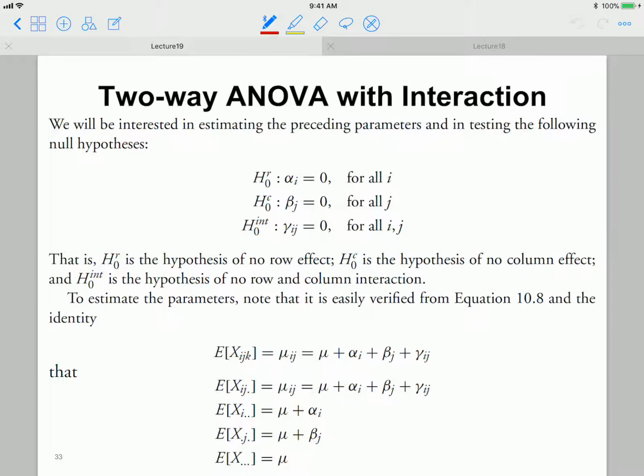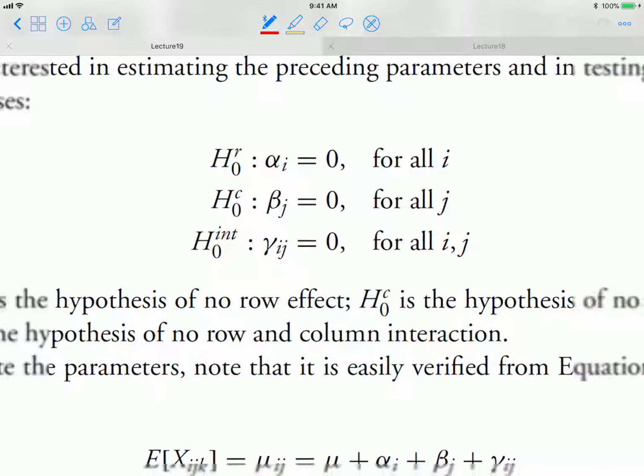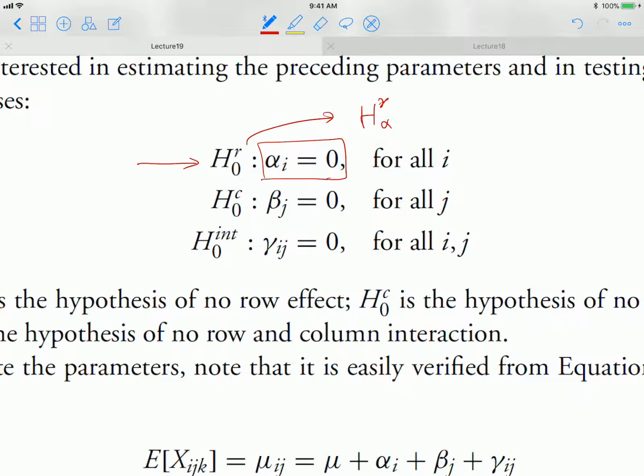Okay, and now we think of three different hypothesis tests. The first null hypothesis that we consider is this: the effect of the rows, or the exams, is 0, which means all these alpha i's are 0. This hypothesis test is done against H alpha, the alternative hypothesis, which is that at least one of them is not zero. So this is one separate hypothesis test that we consider.